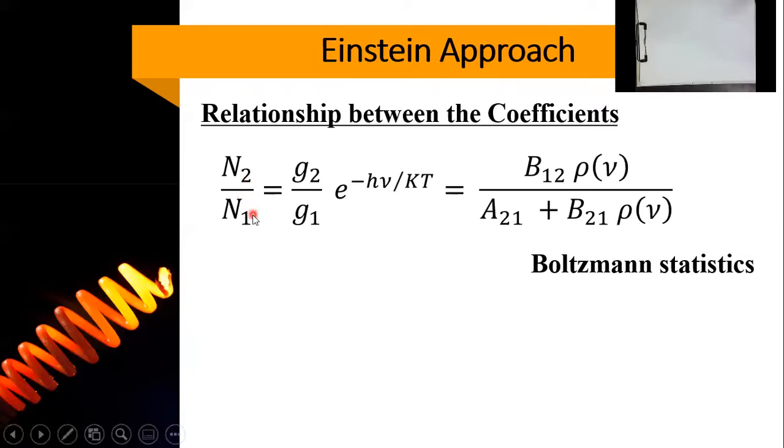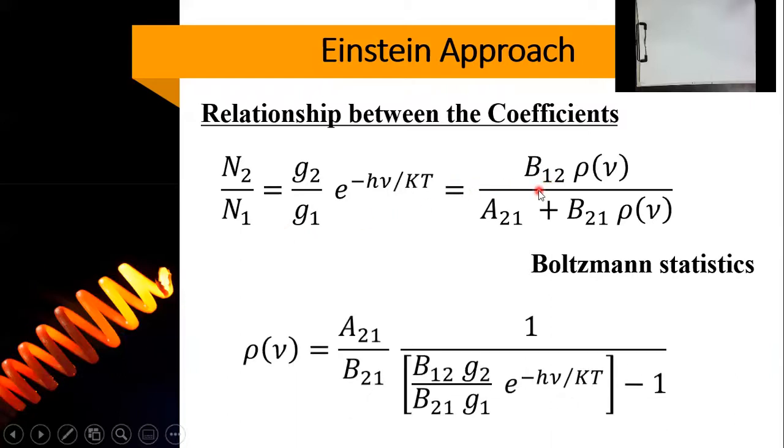Based on the Boltzmann statistics, we know that N2 over N1 equals G2 over G1 e to the power minus h mu over kT. And then we start to equalize. Maybe you can refer to part number 1 if you need to know more about how we got this equation. We described it in detail in part number 1. Then we equalize this equation with this one, and using these two equations, we have concluded an equation to express rho of mu.